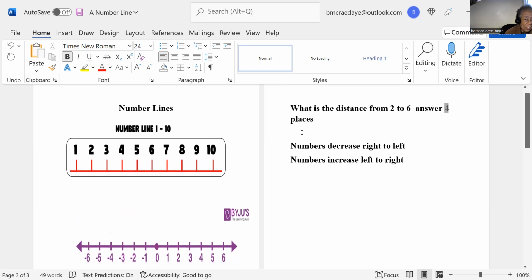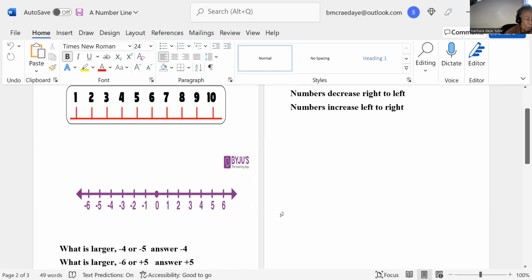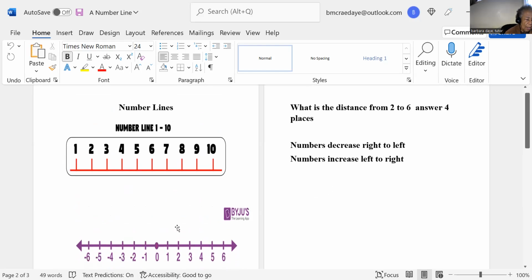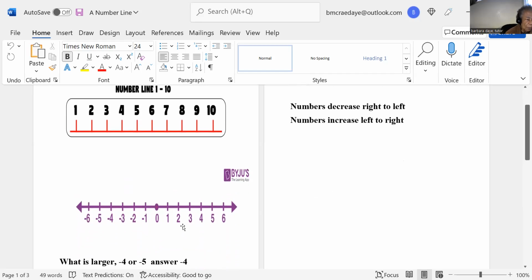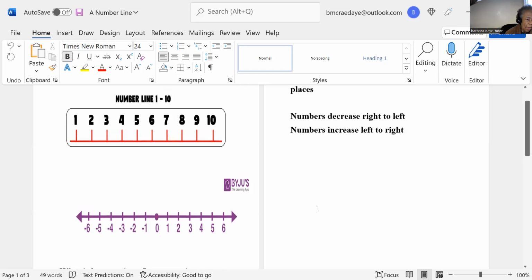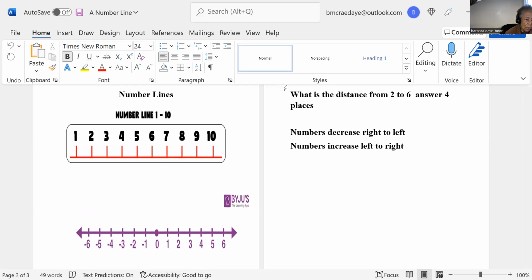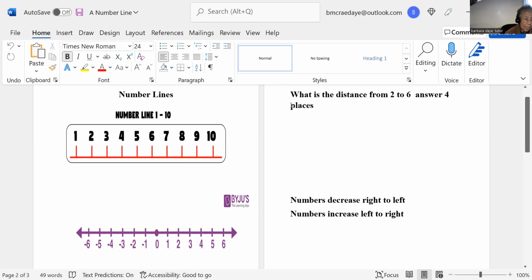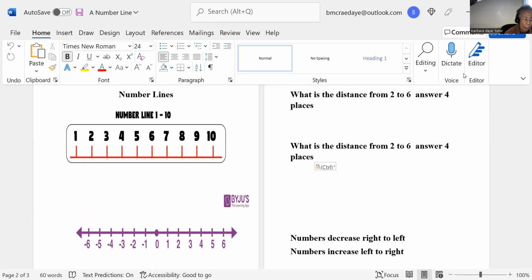Now, let me just ask you another question. I want to go over on the minus side. Can you still see this number line? You can still see this number line, right? Now, I want to ask your distance again. I want to make sure you understand it. What is the distance? Let me just copy this and put in some new numbers. What is the distance from a -4?